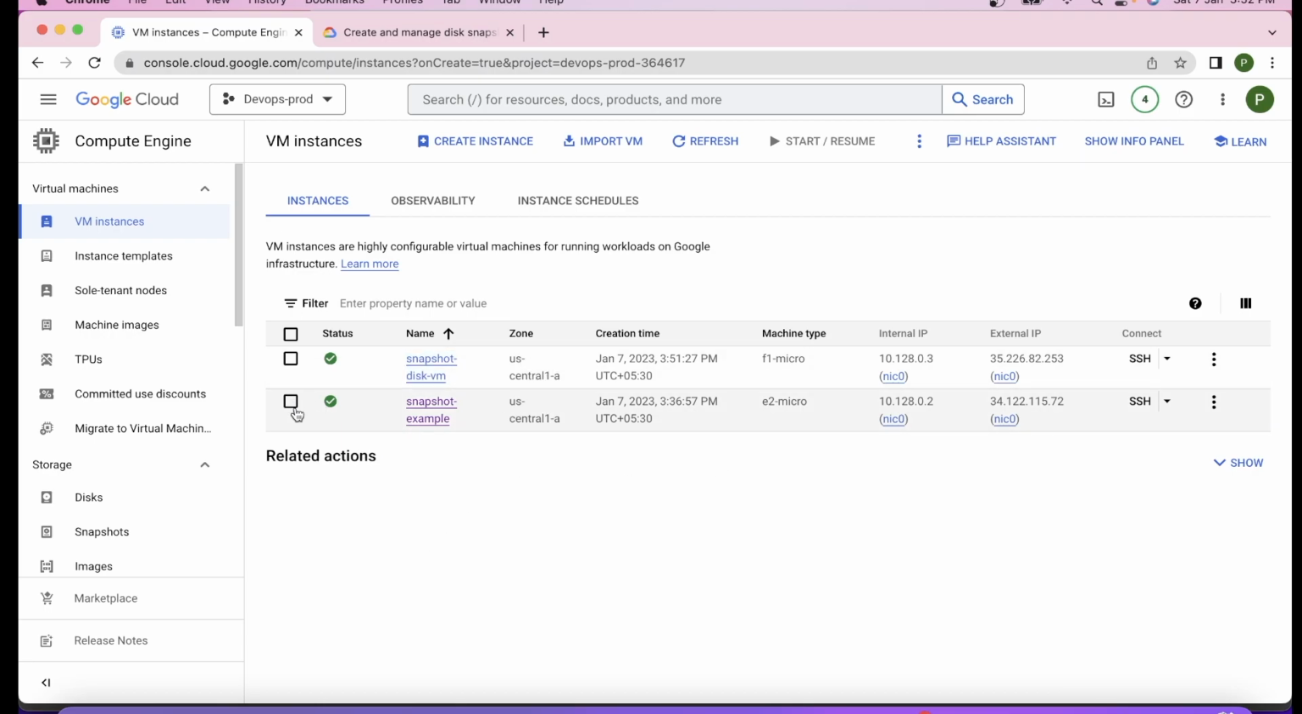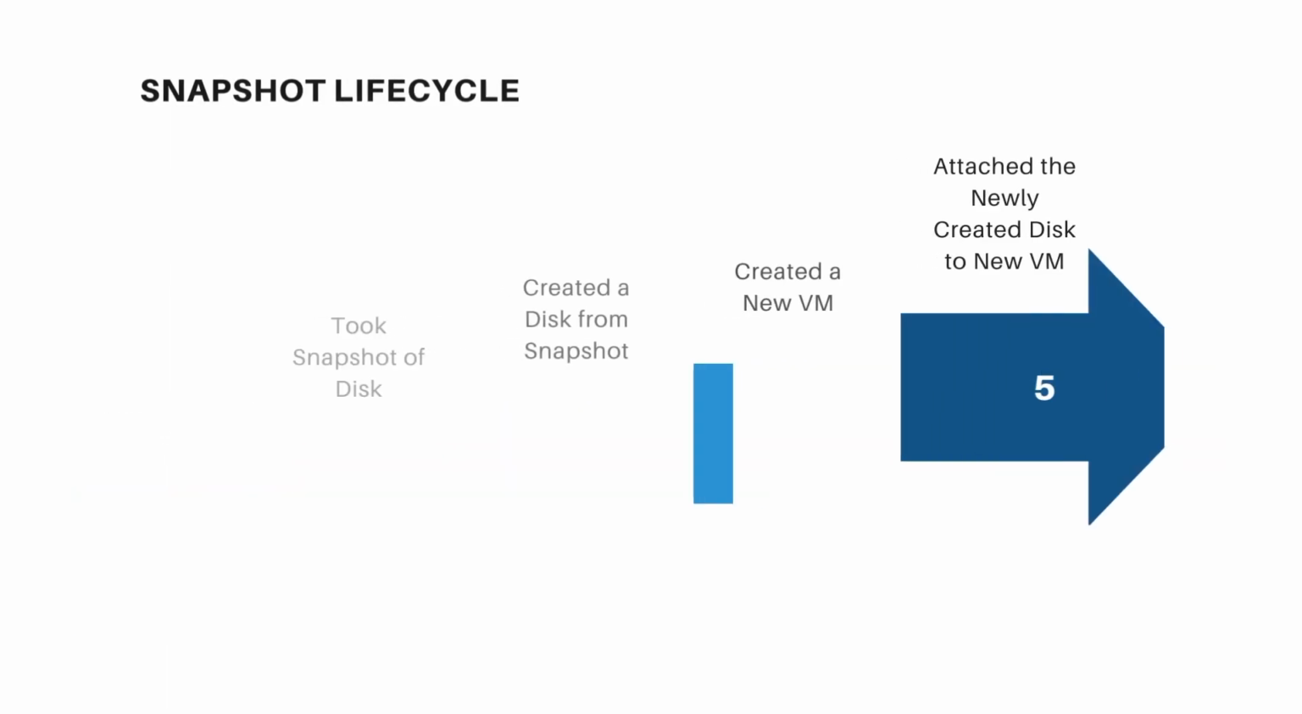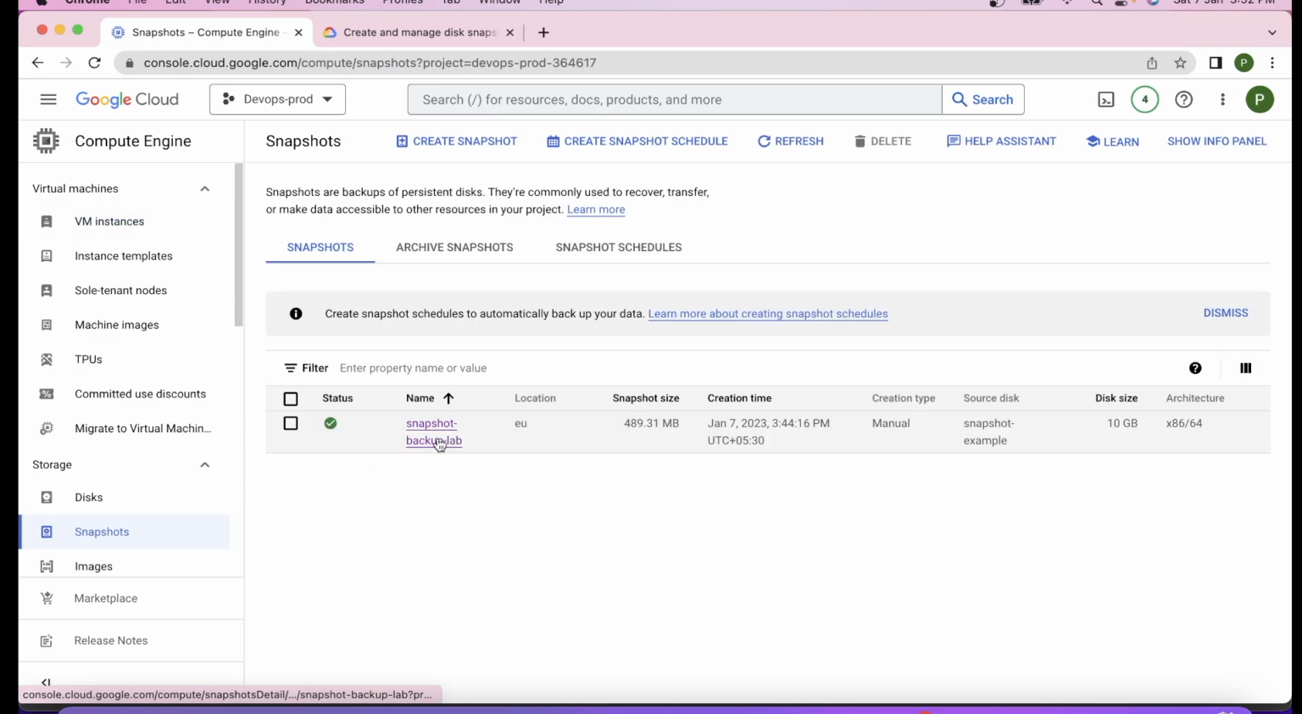So what we did, we created a VM. From the VM we took a snapshot. From the snapshot we created a disk, and we created again an instance, and attached that disk to this VM. That's the full life cycle we have done, and this is how you can take snapshots and delete them. You can also schedule a snapshot.